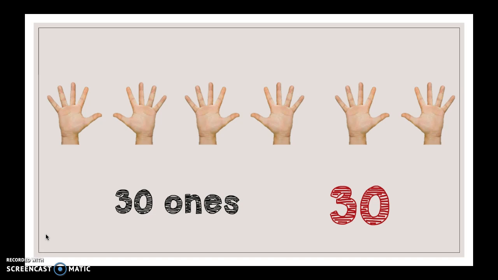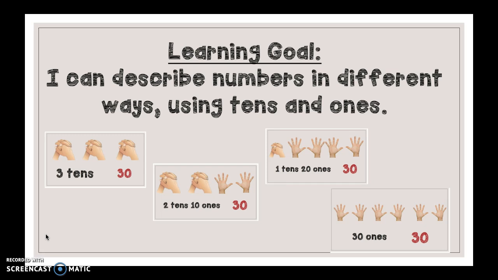That was a perfect way to start talking about our conversation for today because our learning goal says I can describe numbers in different ways using tens and ones. Today what we're going to do is sometimes we're going to have all of the parts of the number in groups, and sometimes some will be in groups and some will be in ones. So we'll just have to wait and see. But we're going to talk about different ways to describe the same number.